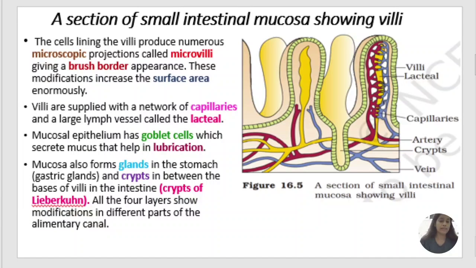Mucosal epithelium has goblet cells which secrete mucus that helps in the lubrication. Mucosa also forms glands in the stomach, which are the gastric glands, and crypts in between the bases of the villi in the intestine, which are called the crypts of Lieberkuhn. All the 4 layers show modifications in different parts of the alimentary canal.